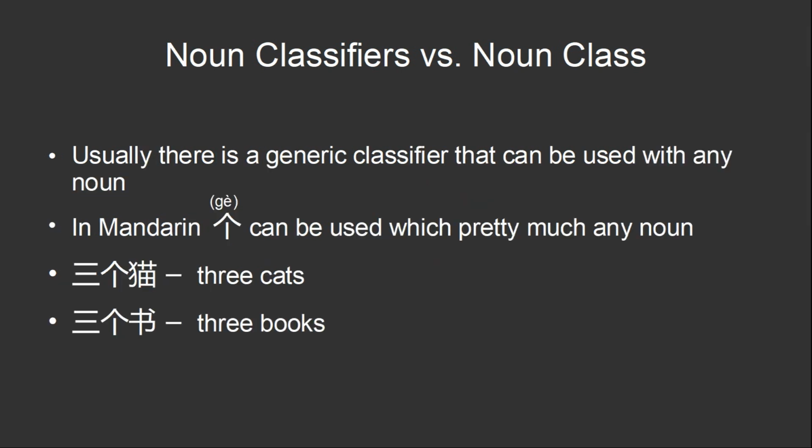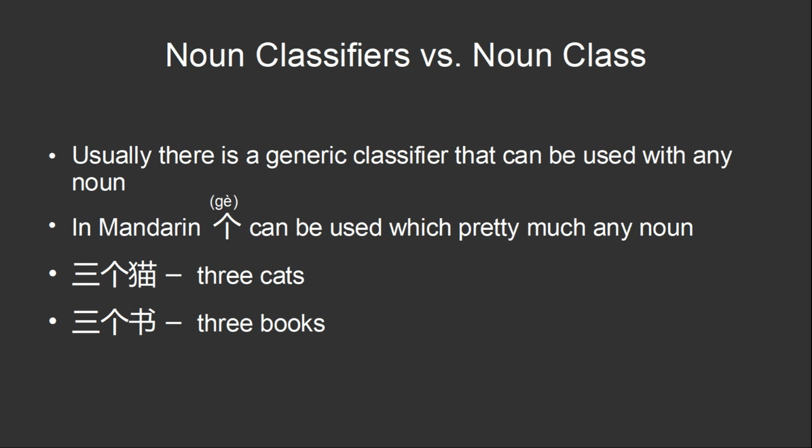There is also typically a generic classifier that can be used for any word when the speaker forgets the more specific classifier, or if it isn't clear which classifier is the most suitable. In Mandarin, this is ge, so one could also say san ge mao. Gender systems do not have a default gender that can be used when the speaker's unsure which gender to use. They simply have to guess and hope that they get it correct.